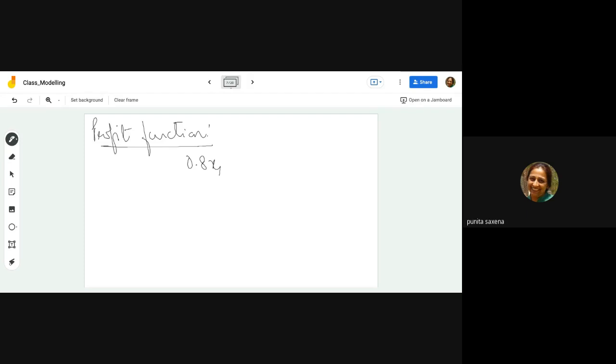So what is your profit function now? 0.8 x1 plus 5 x2 plus 5.5 x3. Is that right? Now, let us call it, say, z. We have to give some name to this function. And this is my objective, that I have to maximize z.